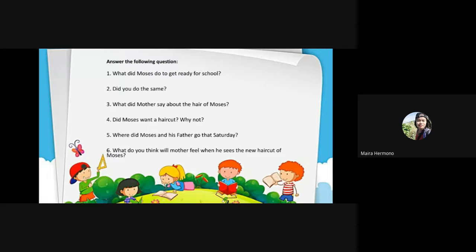Did Moses want a haircut? Why not? Yes, Sena? Okay, not because he wants a long hair. Number five, where did Moses and his father go that Saturday? Yes, MJ? Okay, in barbershop. Number six, what do you think will mother feel when she sees the new haircut of Moses? Yes, Andrea? Okay. Happy because his son has a new haircut.